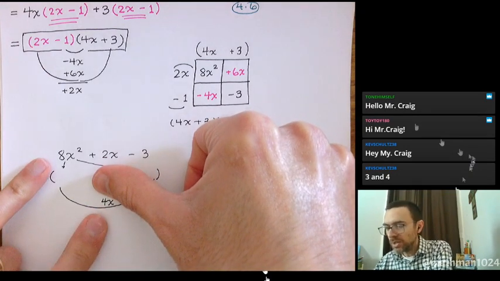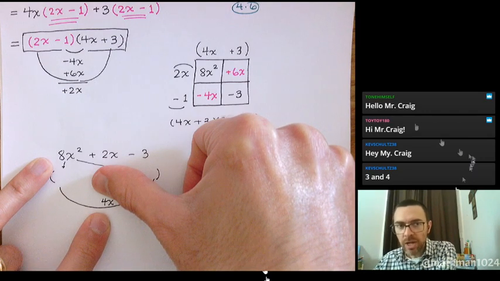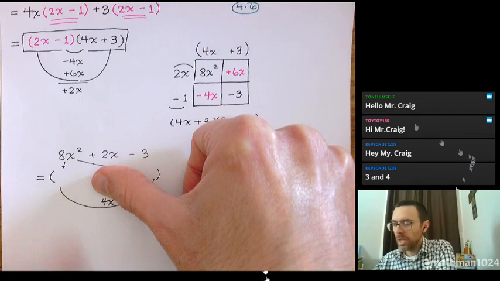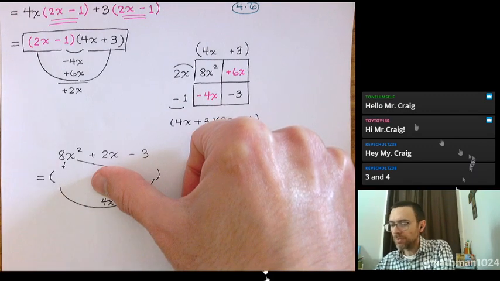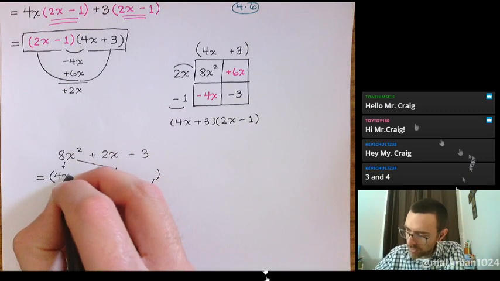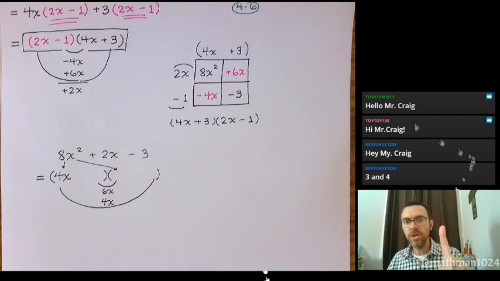If you look at just these two guys right here, once you find the common factor for these two terms, that's what goes right here. So the common factor for 8 and 4 is going to be 4 along with their shared factor of x. Once you have that one number, that forces the hand for everybody else.